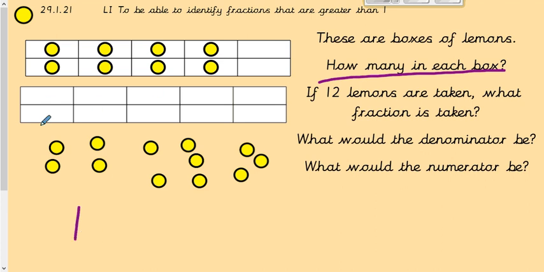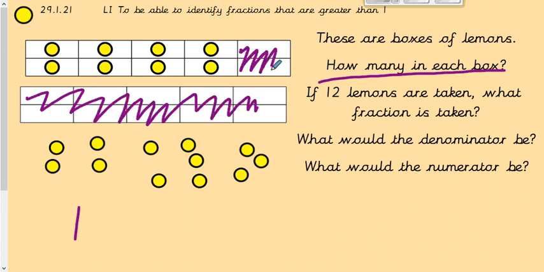1, because 1 whole box of lemons has been taken. You can see they're all gone. And then it's another 2. So what do you think our fraction would be then for this? Think of it as if these were shapes. Forget the lemons for the minute. That part's shaded and that's what we need to find the fraction for, these 2 shaded shapes.